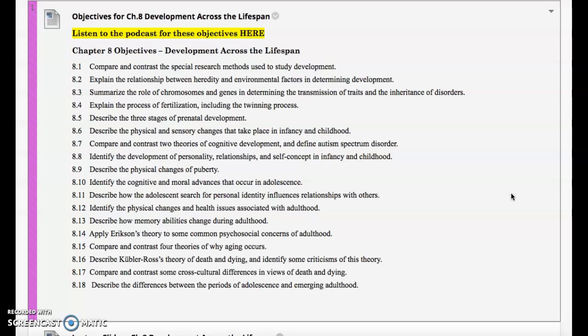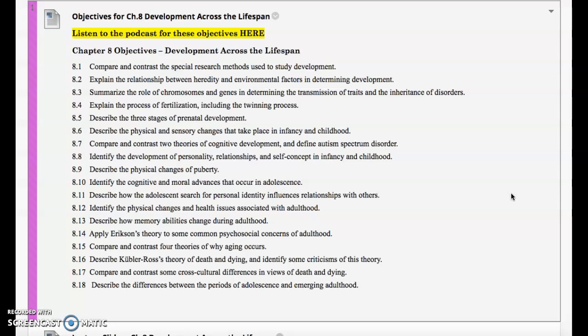And then identifying physical changes and health issues associated with adulthood, kinds of things that stand out there, as well as memory abilities that change during adulthood, and common psychosocial concerns during adulthood. So here's this big piece of adulthood where we start seeing some of that, and you'll get familiar with Erikson's theory of psychosocial development, which actually starts in childhood and carries through all of your adult life. Different phases that we go through psychologically and socially relating to others.